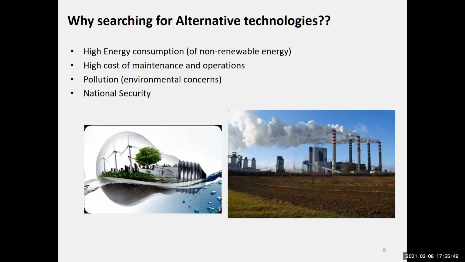What are we looking for? Alternative technologies. We are looking again, as I mentioned earlier, for the maximum amount of water that we can extract and the minimum amount of energy that we can put in. And we need low cost, we need no pollution, and we're looking for national security, that is, to have water which is enough for the population.